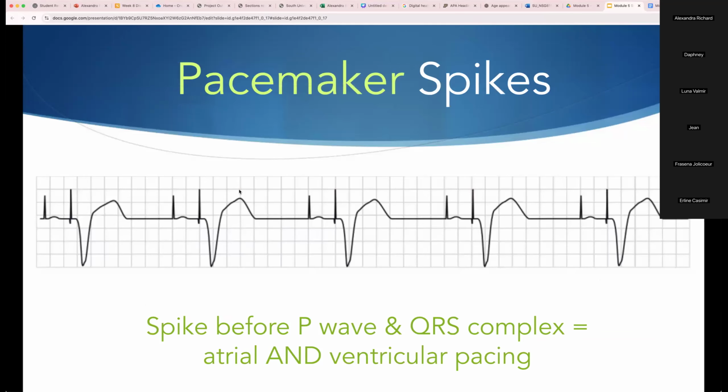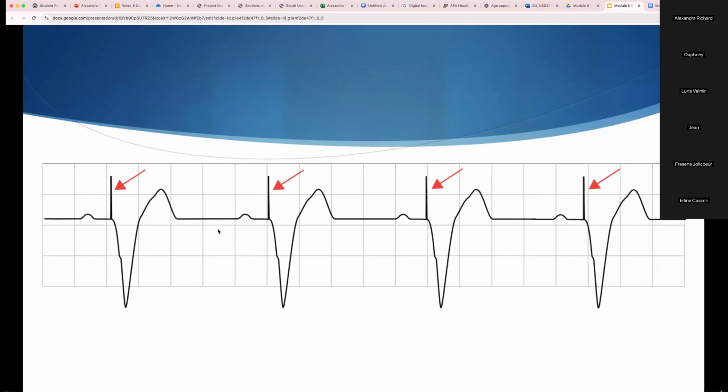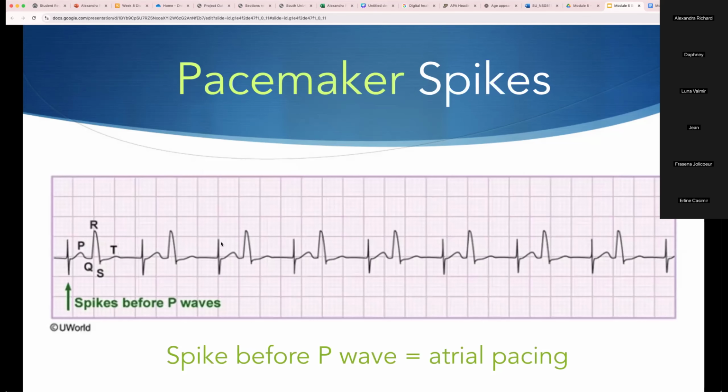Oh, Miss Frislane, you want to know why it is both? Wherever you see the pacemaker spike, if it's in front of the P wave, it's atrial paced. If it's in front of the QRS, it's ventricular paced. Because the pacemaker spike is in front of both the P wave here and the QRS here, it's both atrial and ventricular pacing. For this one here, you see the pacemaker, you got it? Okay, perfect.